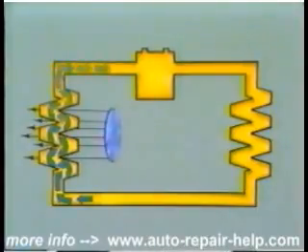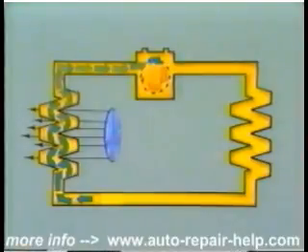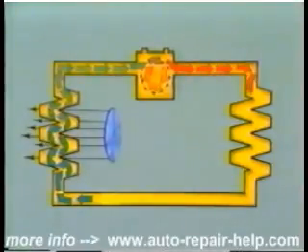The vapor is then drawn in by the compressor, where it is compressed. This increases the temperature of the refrigerant to a point substantially higher than that of the outside air. It now passes through the condenser.